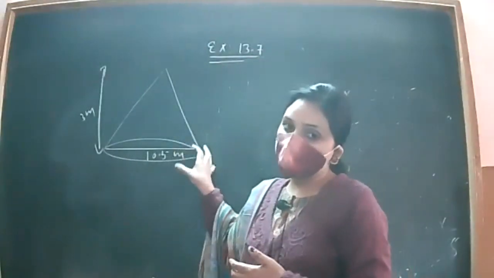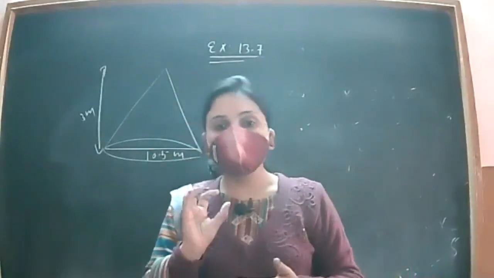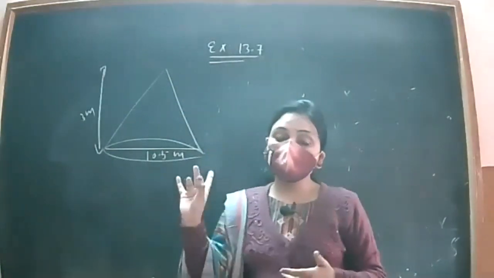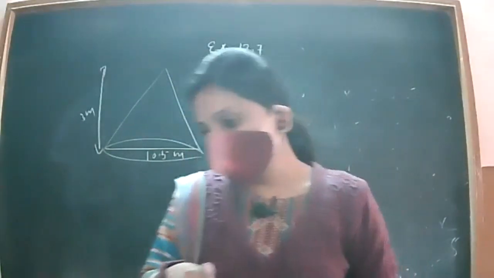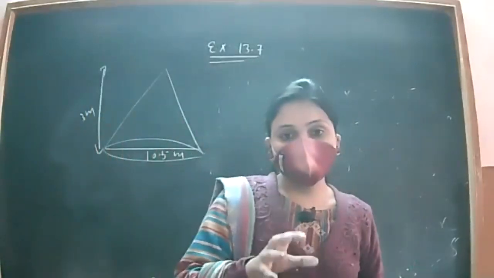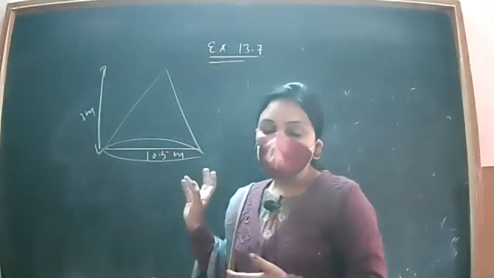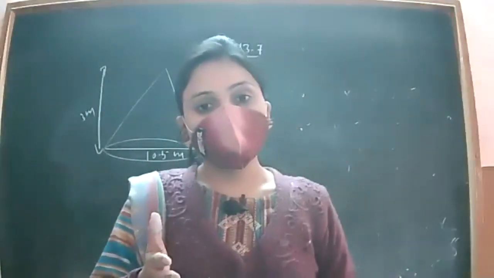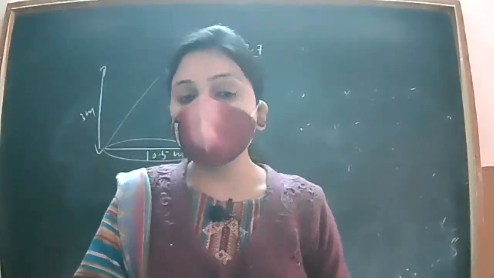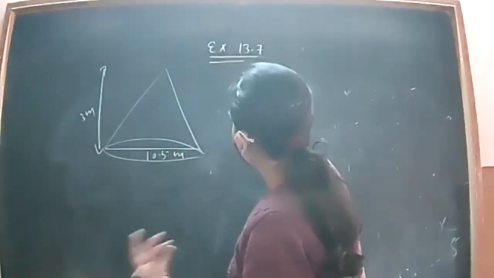He will just put the canvas on its upper portion, right? इसके ऊपर ही वो canvas डालेगा. So if we want to find the material of the canvas which will be used to cover this heap, then we have to find its curved surface area. So for that we need slant height, that is L. So let us see what L will be here.